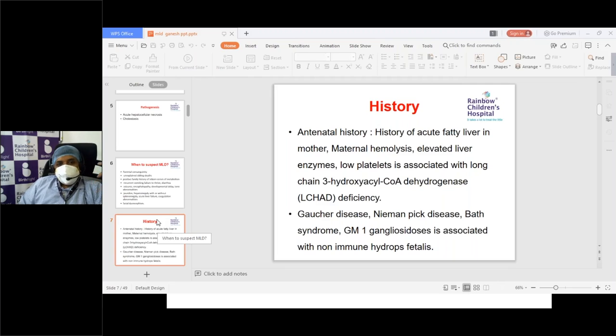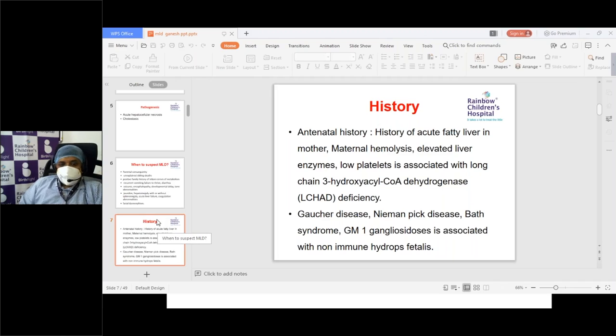We should always ask for any history of fatty liver in the mother, especially during pregnancy, or when there is severe pre-eclampsia, which is associated with maternal hemolysis, elevated liver enzymes, low platelets. I think these two have a strong association with developing long chain acyl-CoA dehydrogenase deficiency, which is one of the fatty acid oxidation disorders.